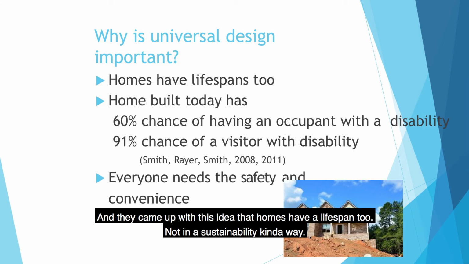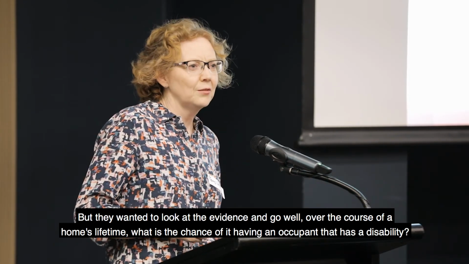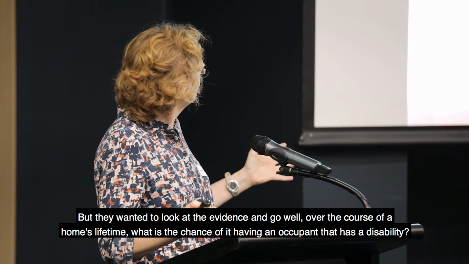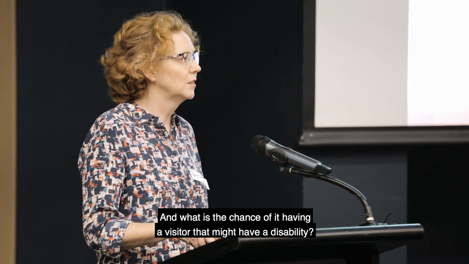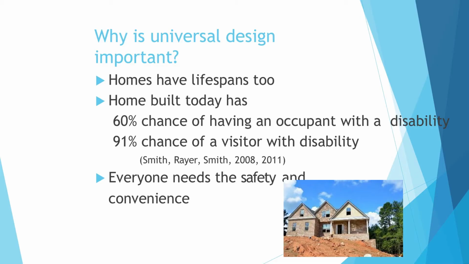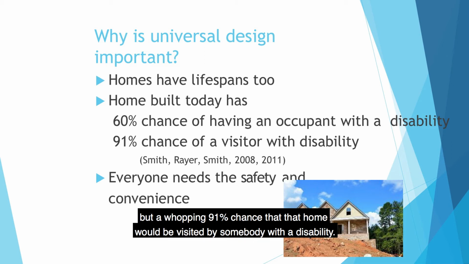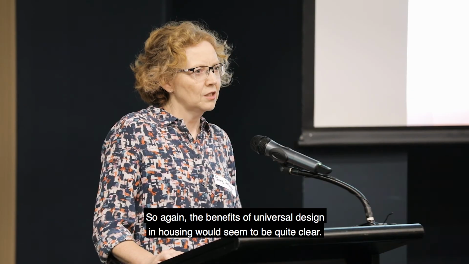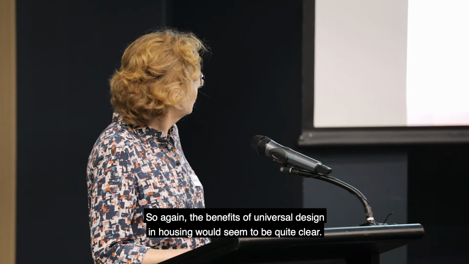And they came up with this idea that homes have a lifespan too, not in a sustainability kind of way. But they wanted to look at the evidence and ask, over the course of a home's lifetime, what is the chance of it having an occupant that has a disability, and what is the chance of it having a visitor that might have a disability? They reckon that in the lifetime of a home, there's a 60% chance of that home having a person with a disability, but a whopping 91% chance that that home would be visited by somebody with a disability. So again, the benefits of universal design in housing would seem to be quite clear.